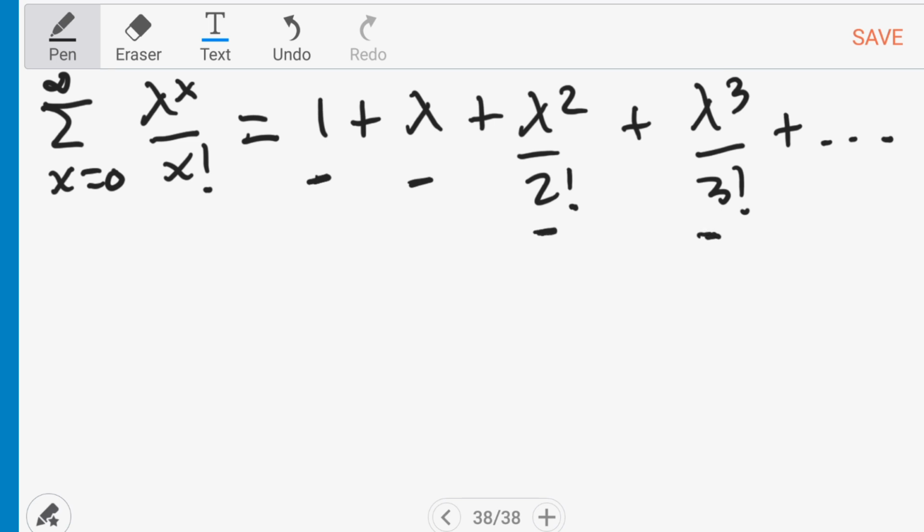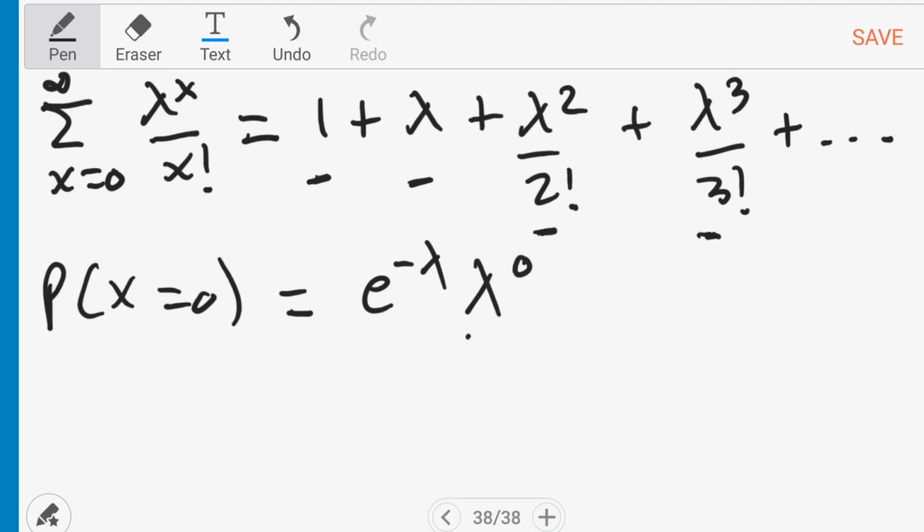Okay, so now let's try and find P of X equal to 0 from our PMF. So this means that we are going to get lambda to the power 0, e to the power minus lambda, and we are going to substitute 0 here. Let me make it simple.